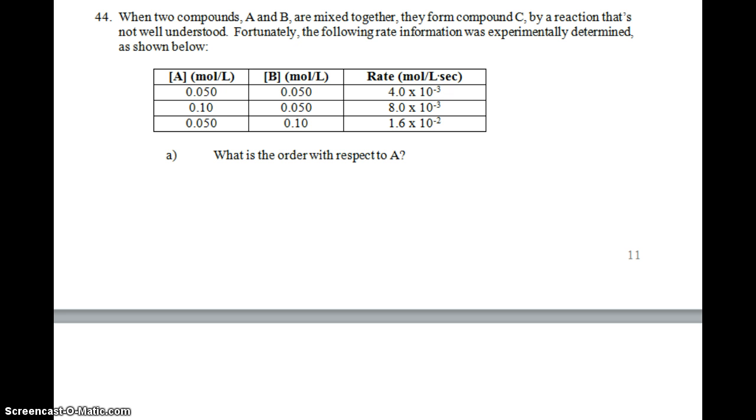So in order to do this, we're going to look at our data table here, and we're going to figure out what two experiments we can use that have A changing but B staying the same. And so if we look at that, we see that here in experiment 1 and 2, A changes and B stays the same. So we're going to use experiment 1 and 2 for this one.